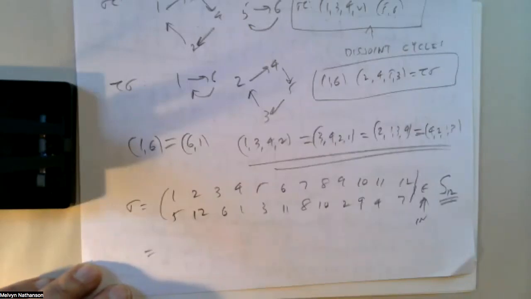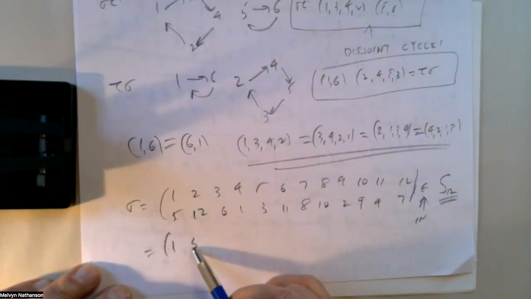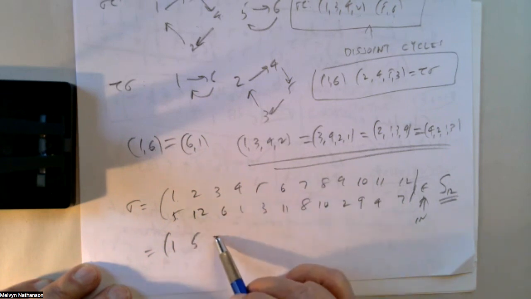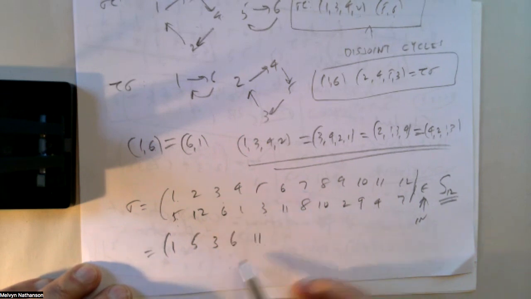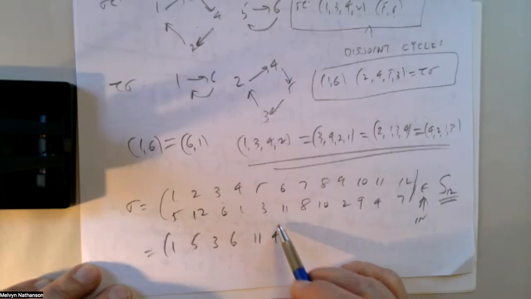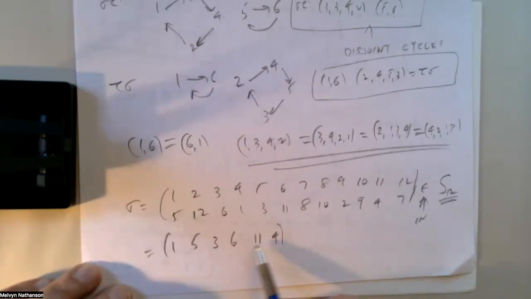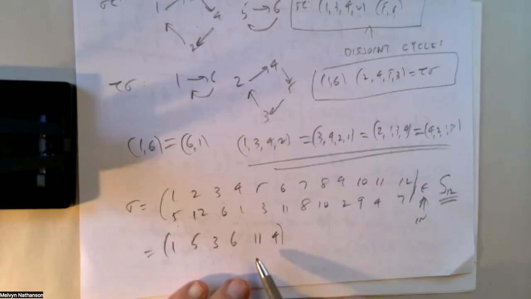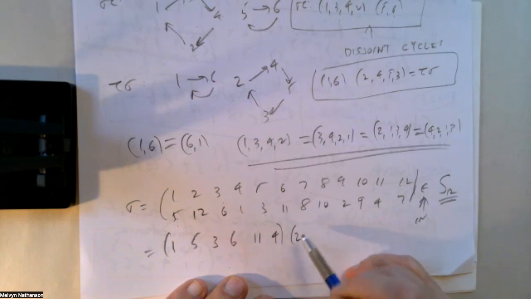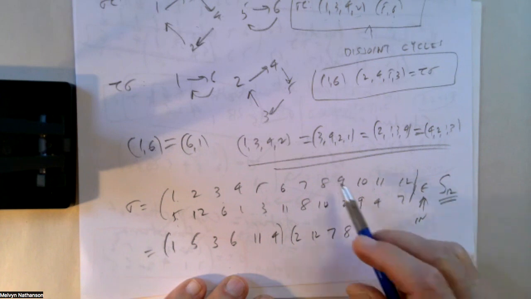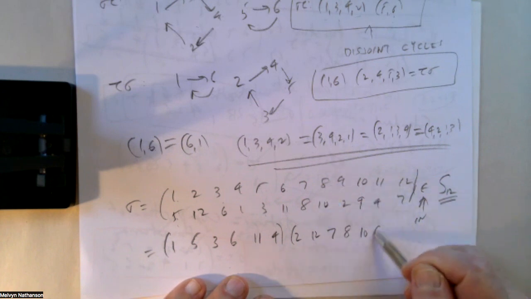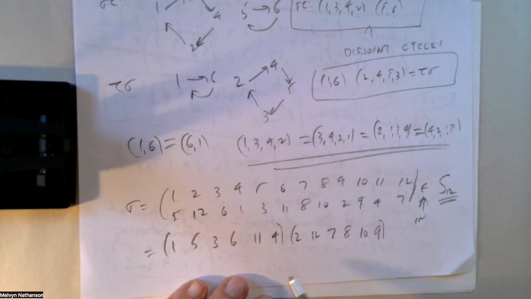Resume. So 1 goes to 5. 5 goes to 3. 3 goes to 6. 6 goes to 11. 11 goes to 4. And 4 goes back to 1. So this is a 6 cycle, a cycle of length 6. Let's take a number that's not in here. Doesn't matter which one I take. I'll take the smallest, which is 2. 2 goes to 12. 12 goes to 7. 7 goes to 8. 8 goes to 10. 10 goes to 9. And 9 goes back to 2.